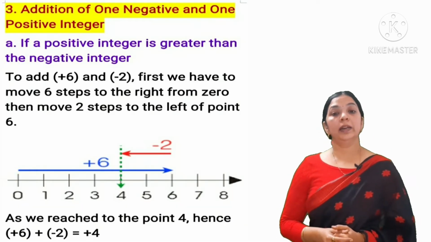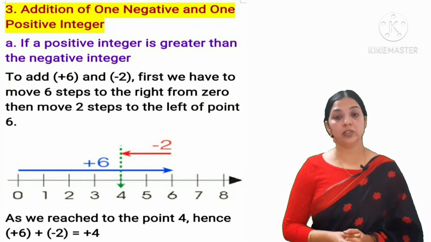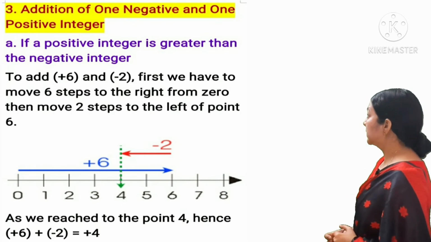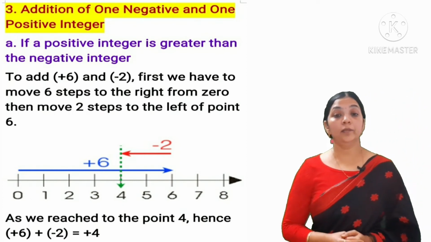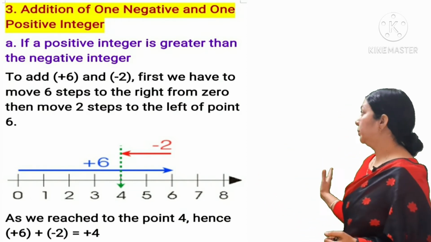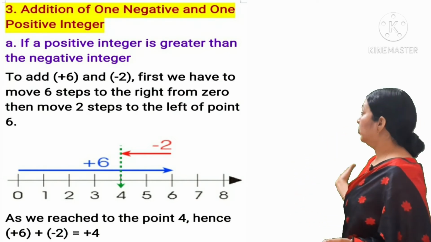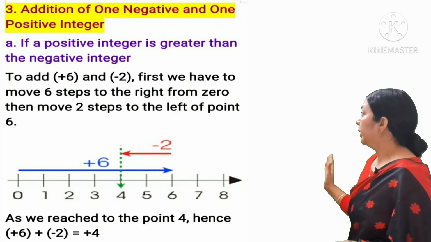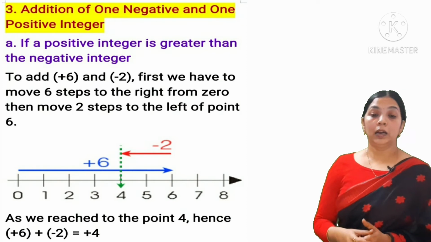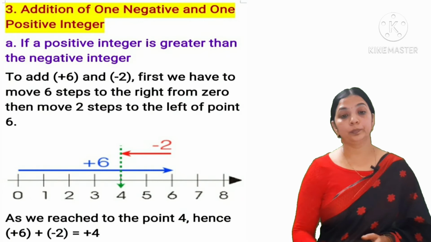Now, addition of one negative and one positive integer. If the positive integer is greater than the negative integer, suppose we have to add plus 6 and minus 2. Then first we have to move 6 steps on the right from the 0. Then we will move 2 steps because it's minus 2, so we will move 2 steps towards the left. So it would be 5 and 4. So 4 will be the answer for this. Hence the result would be plus 4.